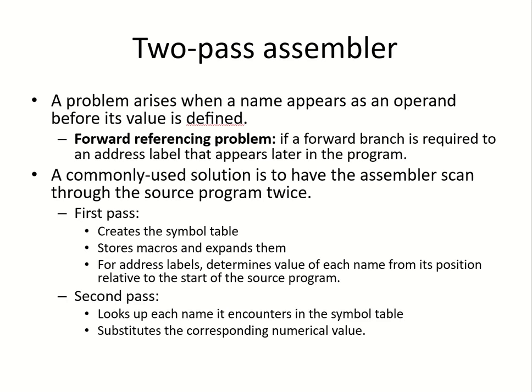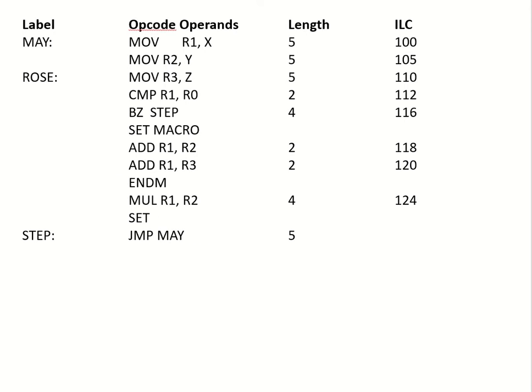If I'm going through a program like this, and the assembler is passing through this program and it is replacing opcodes by their binary values, R1 by its binary address, X by its value, and as it goes down, it comes across an instruction like this which says branch F0 to a label step.